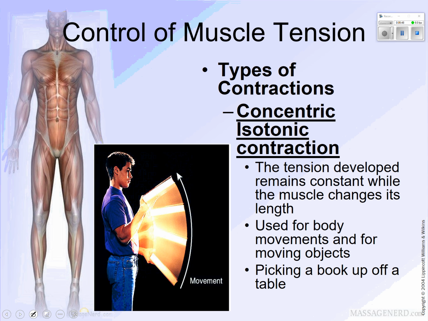Now we have different types of contractions. You have a concentric isotonic contraction. The tension developed remains constant while the muscle changes its length, used for body movements and for moving objects. In this example, the gentleman picked up a book. It shows him picking up the book off of the table. So this is used for moving objects or body parts.